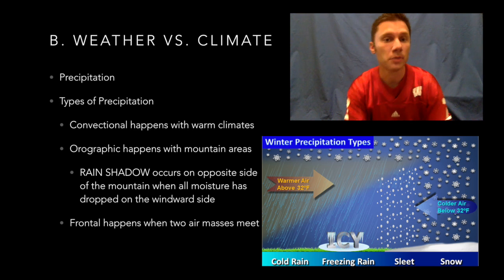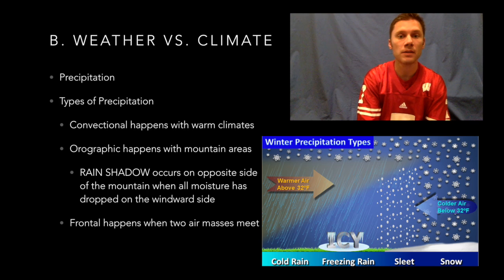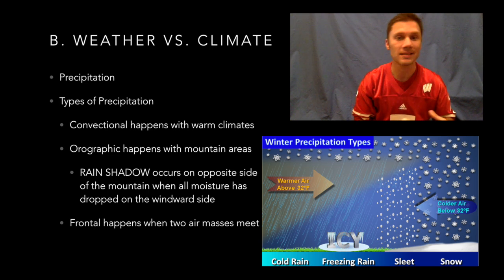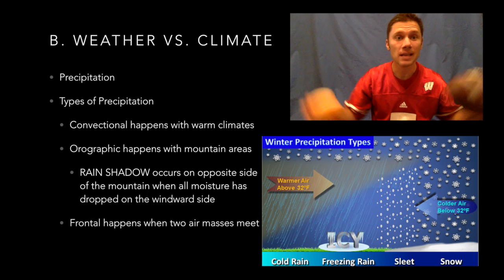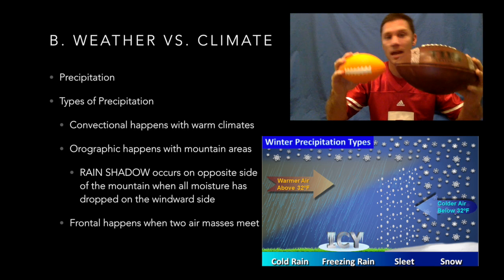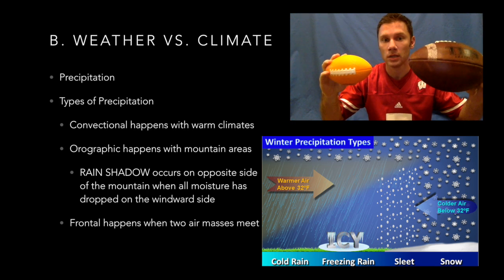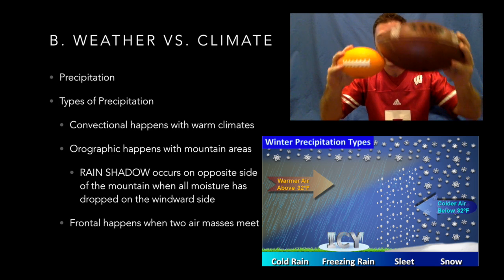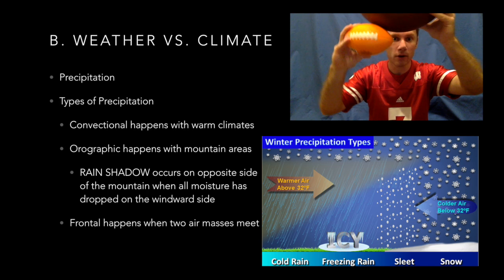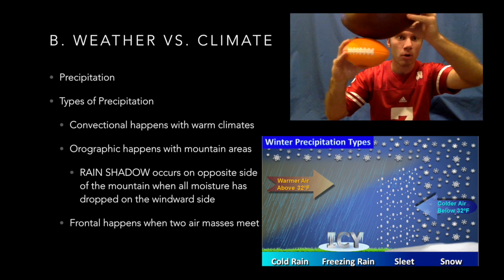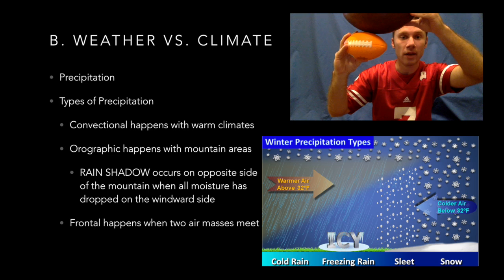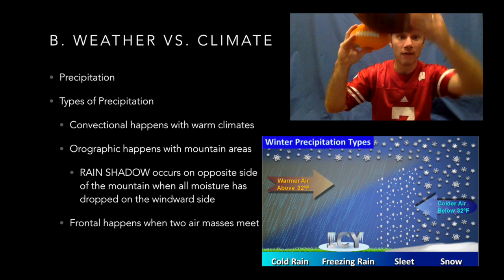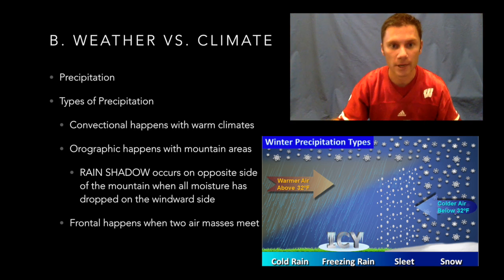Now, the third type of precipitation is frontal. This is created between two air masses that have different temperatures. And as they meet one another, one of them is going to have to rise and one of them is going to have to fall. Typically, we're going to see the warmer air rise up and the cooler air stay below. And as that warmer air rises up, it becomes very dense, very heavy, and eventually it is going to have to fall out of the atmosphere in the form of precipitation.